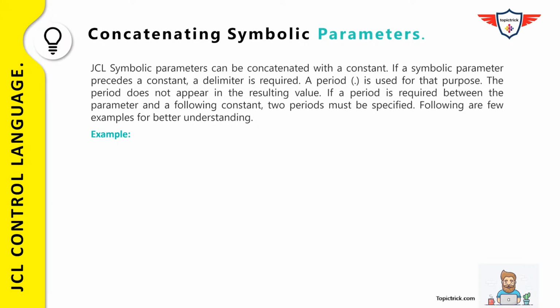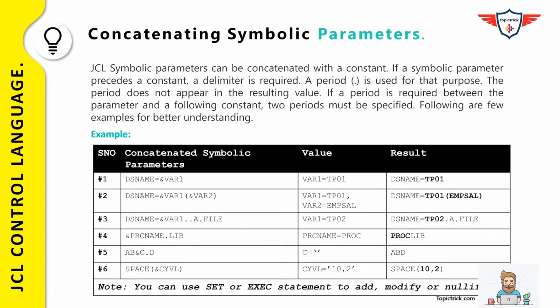For example, when you're writing a DD statement, in that case you need a period, right? And in case you want to nullify the value of symbolic parameter, then as always, you can code the symbolic parameter name followed by an equal sign with no value. Now let's go through the following example table to understand how you can concatenate symbolic parameters to accomplish your requirement. So this table includes four different columns. First one is serial number, second one is concatenated symbolic parameters, third column is a value column that will outline the value which will be assigned to these symbolic parameters. And in the last column, you'll see the result, what would be the outcome after you assign the value to the symbolic parameters.